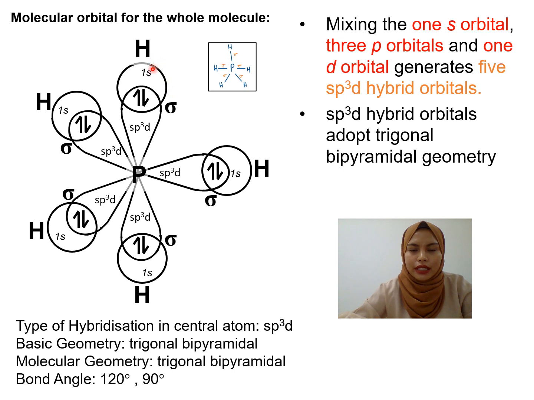Dan hydrogen atom ni dia punya atomic orbital valence dia berada pada 1s. So bila dia buat sigma overlap saja, mereka akan share sepasang elektron. Okay, and therefore terhasillah the sigma overlap untuk melambangkan sigma bond dekat molecular geometry PH5 yang kita dah lukis tadi. Okay, so the type of hybridization in central atom phosphorus ialah sp3d, and the basic geometry is trigonal bipyramidal.